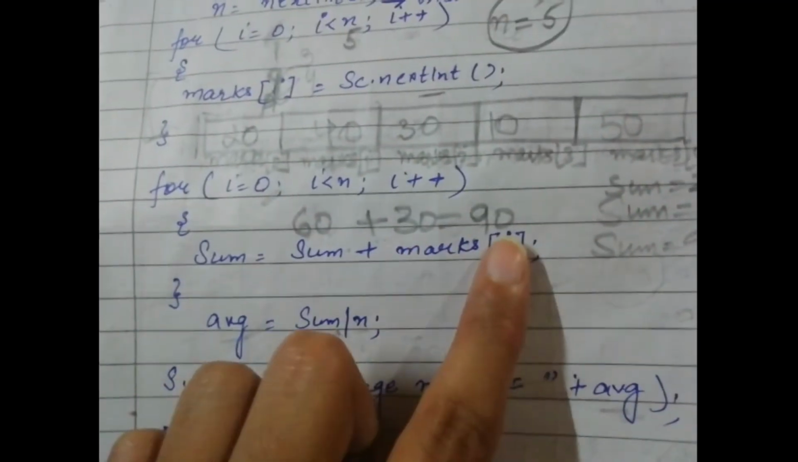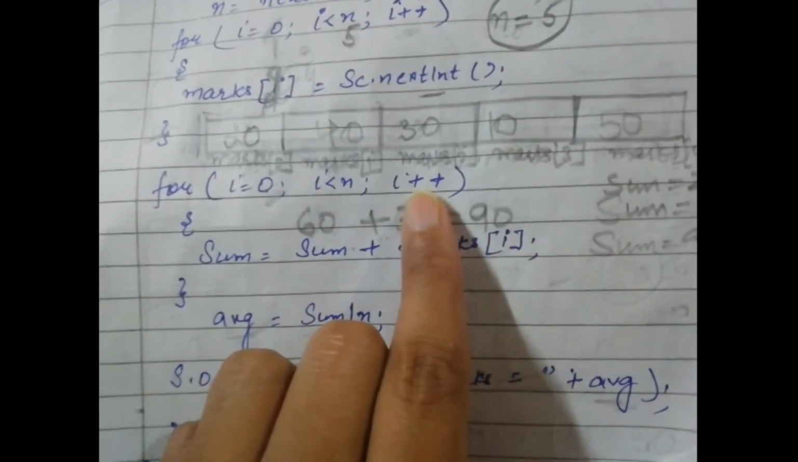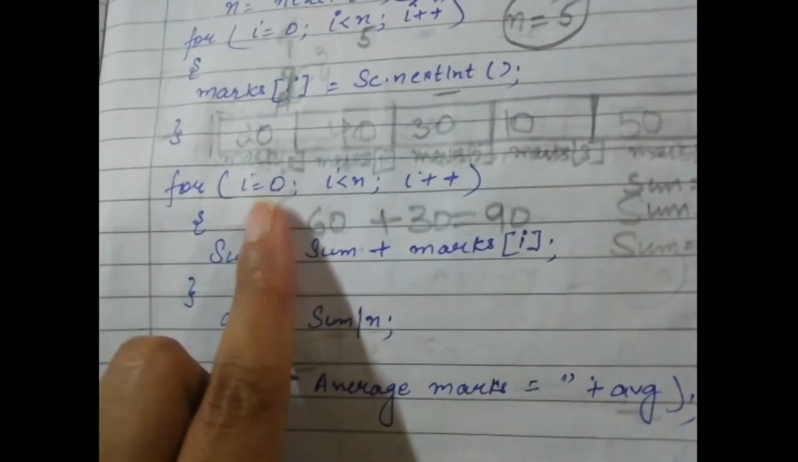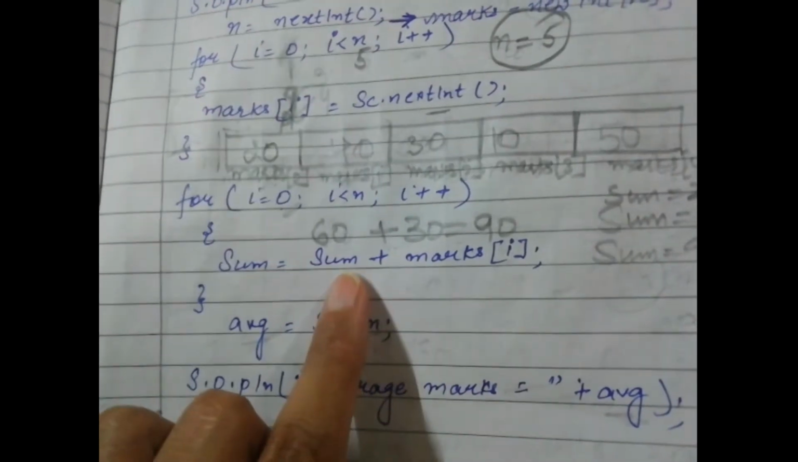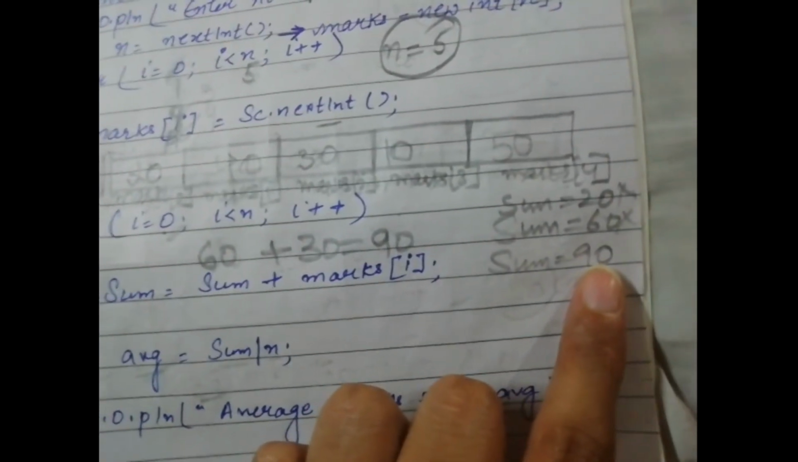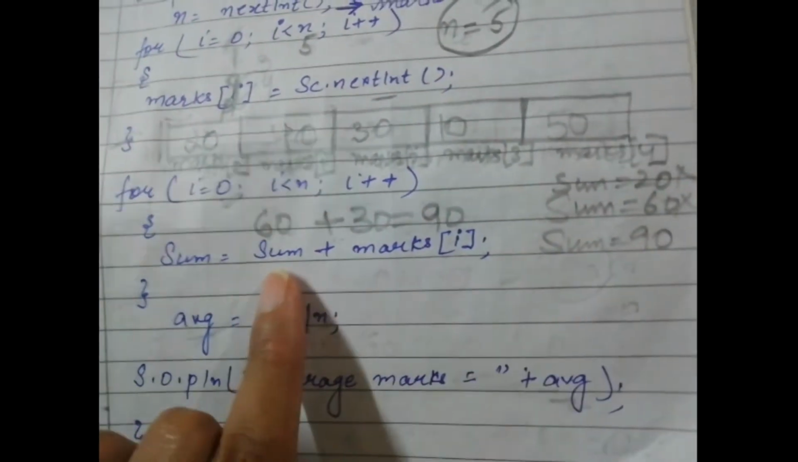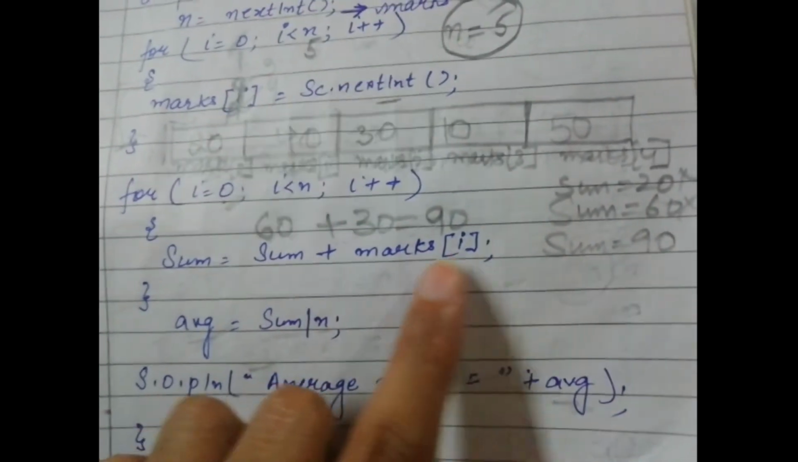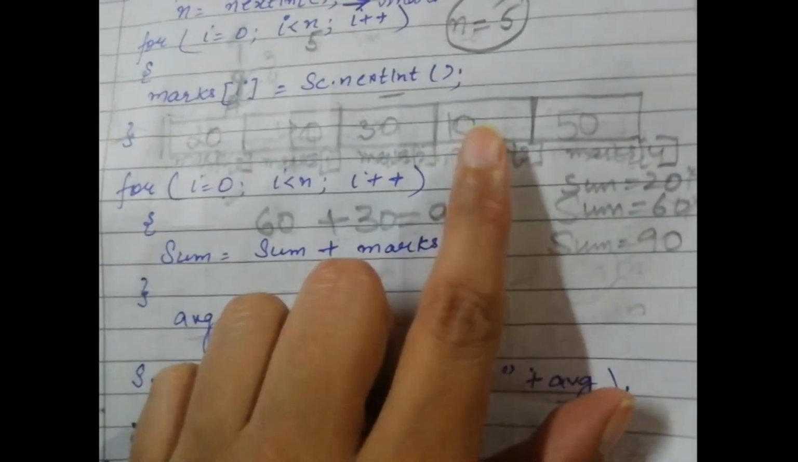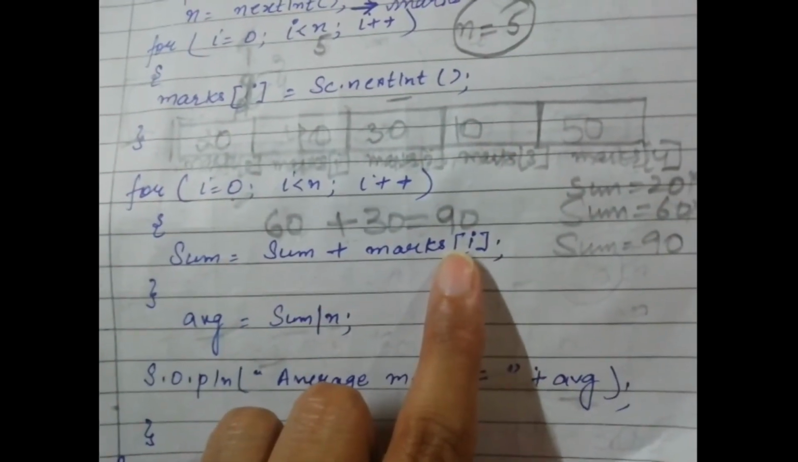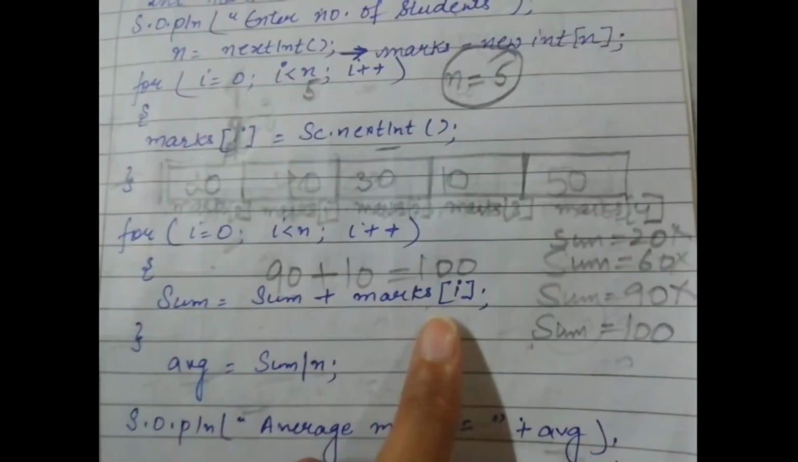So after this 90, let's come to this part. i is 3 now. 3 is less than 5, condition true. What is the value of sum here? You have to see the current value. 90 plus marks[i], where i has a value 3. So 90 plus 10 equals 100. So this is the new value.